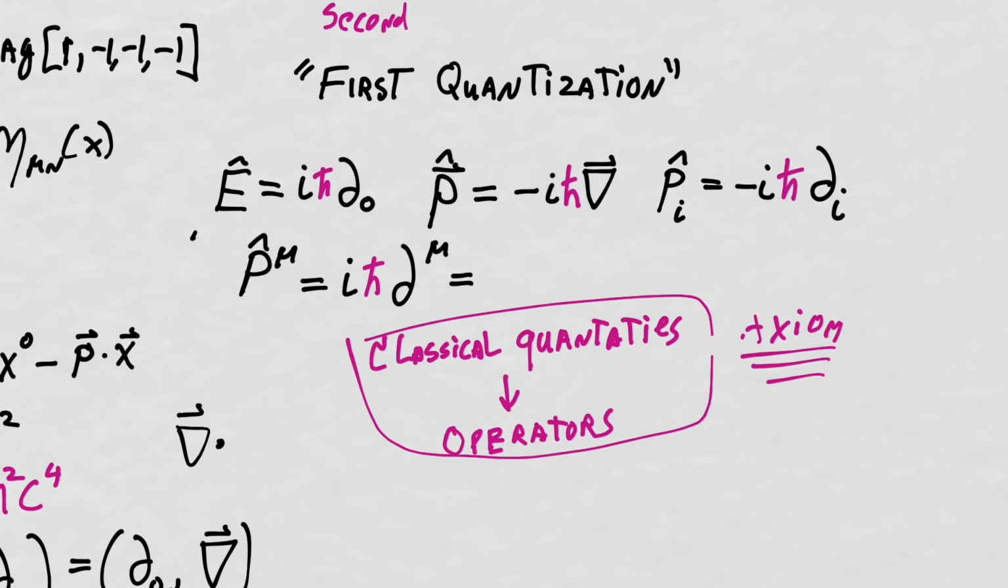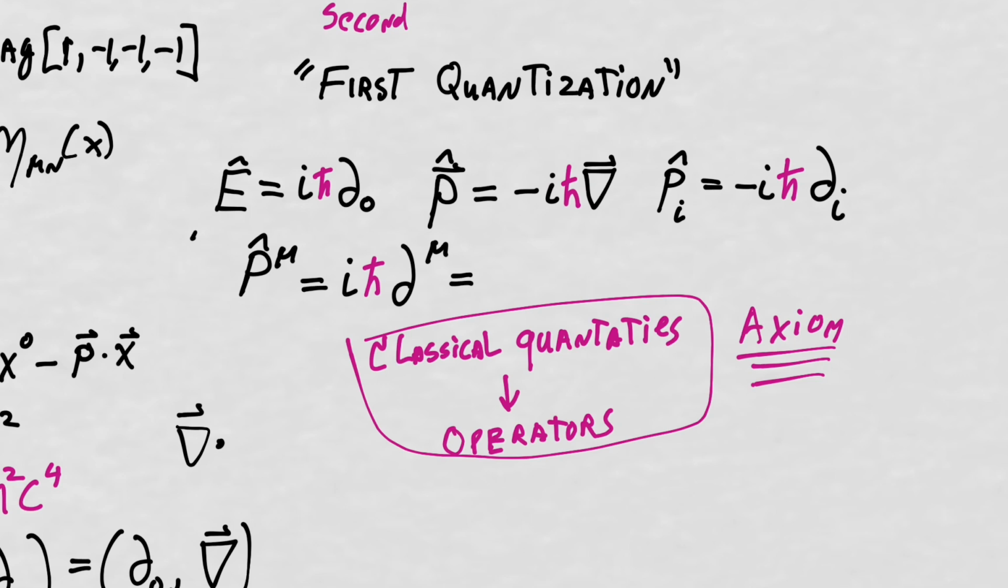So I constantly am amazed that every time I study it, and this is years and years and years of studying this stuff, I'm still just amazed that we're learning this as an axiom. So anyway, the idea is if you take your classical quantity of energy and you replace it with i h bar partial 0, and your classical quantity of the momentum vector, and you replace it with minus i h bar del, right?